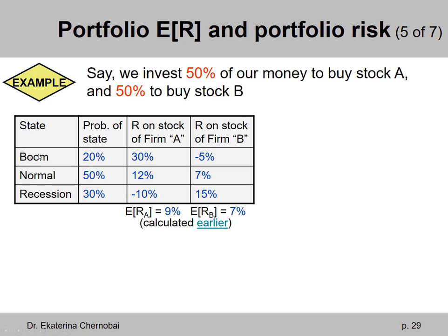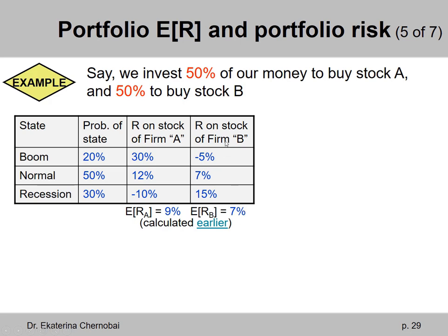So we have 3 states of the economy: boom, normal, recession. The probabilities of them are 20%, 50%, and 30% respectively. The return on firm A stock is 30% in boom, 12% in normal, minus 10% in recession, and the return on stock B is minus 5% in boom, 7% in normal, 15% in recession. Earlier, we calculated the expected return for A and B. For stock A, the expected return was 9%. For stock B, the expected return was 7%.